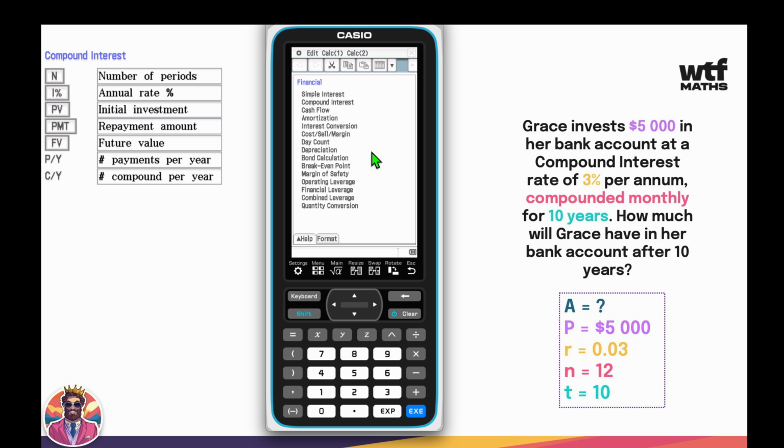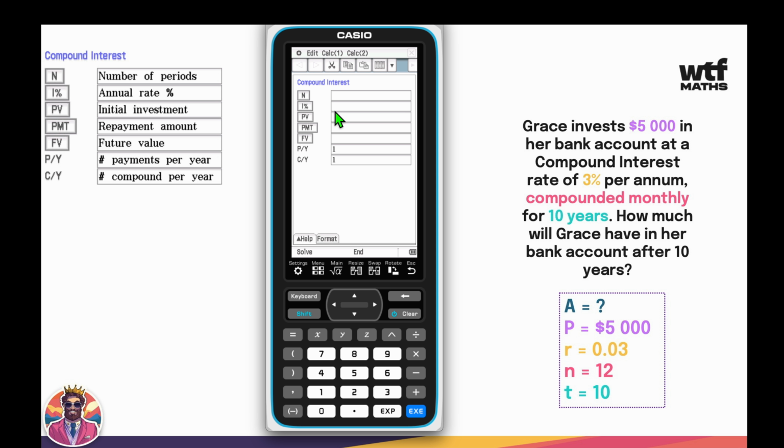Now, there's a whole lot of stuff you can do here with finances, but because we're talking about compound interest, let's go to compound interest. You might be overwhelmed with all the choices and options you have here, so I've written some little descriptions here. N is the number of periods. I% is the annual percentage rate. PV is your initial investment, like your principal. PMT is the repayment amount.